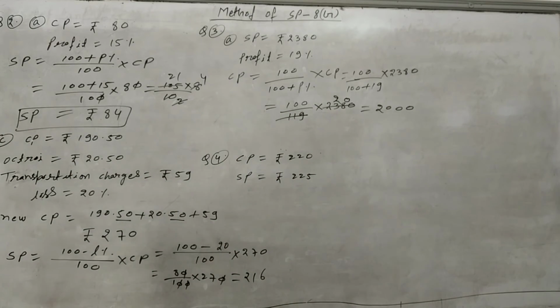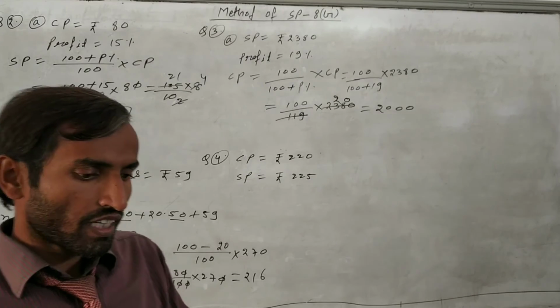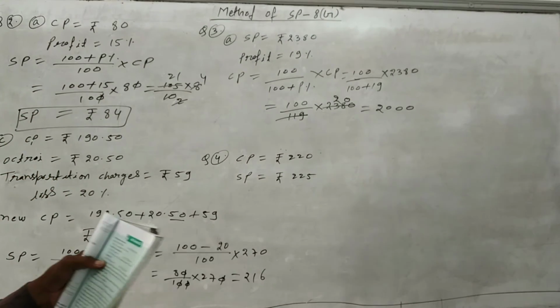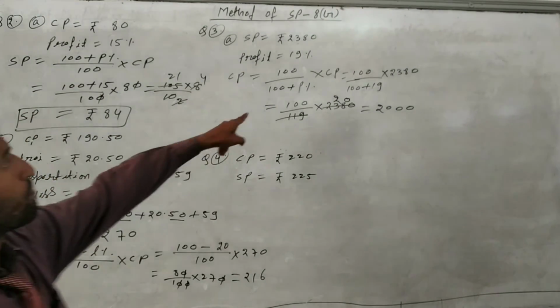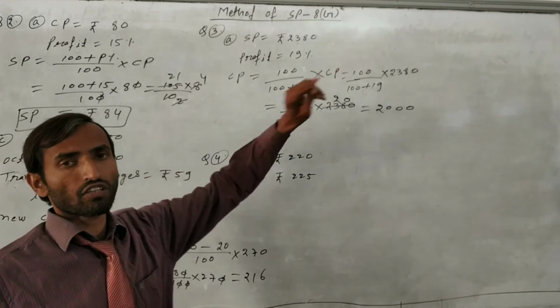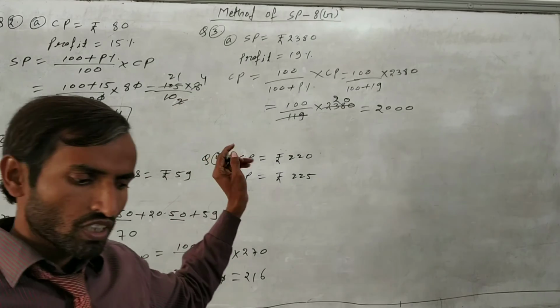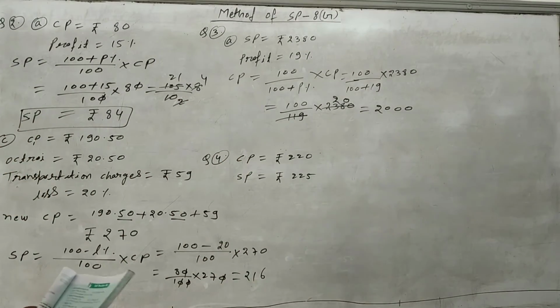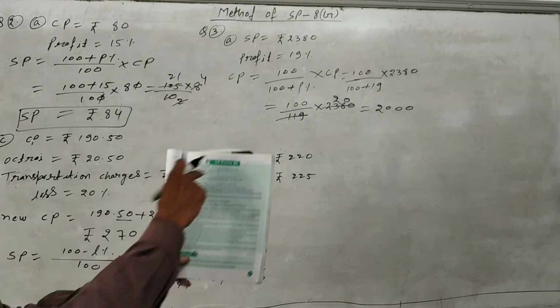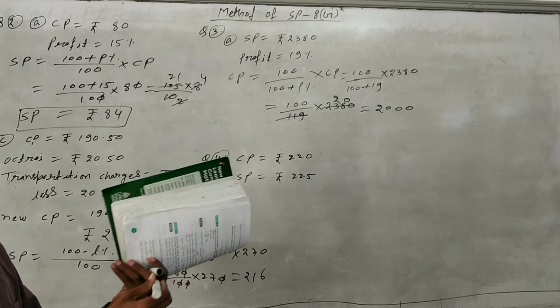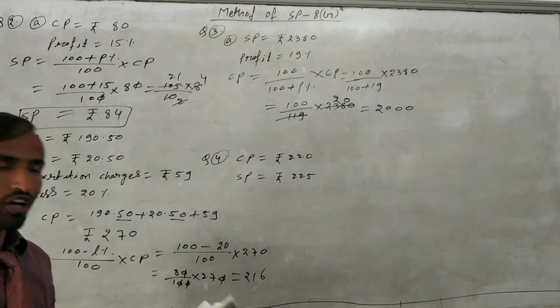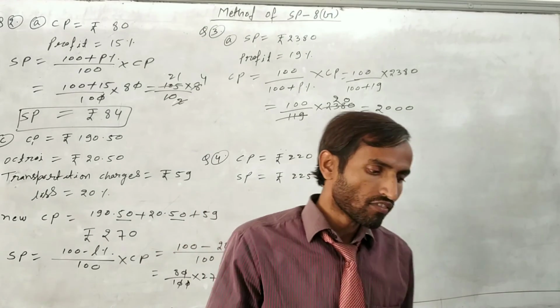Okay. Now the B part, just try yourself. Here SP is given, loss percent is given, and in place of plus P we will use minus loss percent. The calculation will be the same. Now question number 4. Just read question number 4. The rest of the questions are word problems based on this topic only. So just understand what is given and what we have to find.